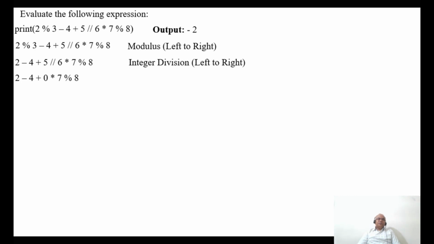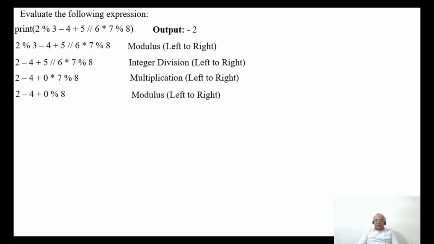Then you have the multiplication, because it is again from left to right. Both multiplication and modulus have the same precedence, so it should go from left to right. 2 - 4 + 0 into 7 becomes 0 again. So you will get 2 - 4 + 0 % 8. Now you are left with minus and plus, which have the same precedence, but lower precedence compared to modulus. So 0 % 8, 0 divided by 8, what will be the remainder? The remainder is 0. So 2 - 4 + 0.